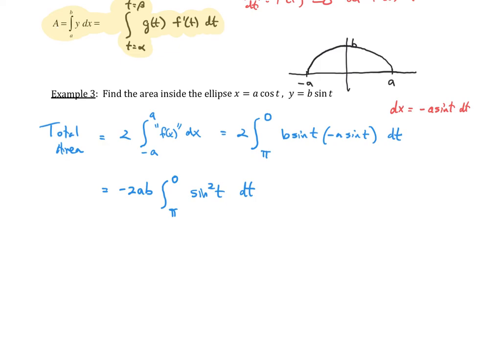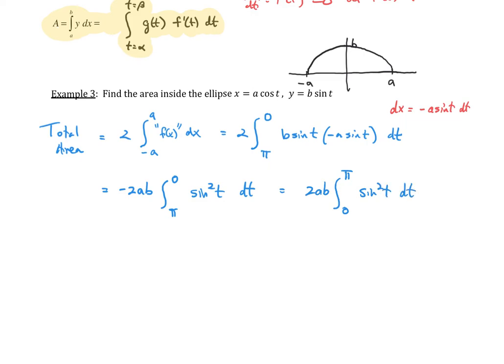Now, it kind of bothers me that the lower limit of integration is larger than the upper limit of integration. We know that we can invert these two things, and when we invert them, we pick up a negative sign, which is going to cancel with this negative sign here. So let me rewrite this as 2ab times the integral from 0 to pi of sine squared t dt.